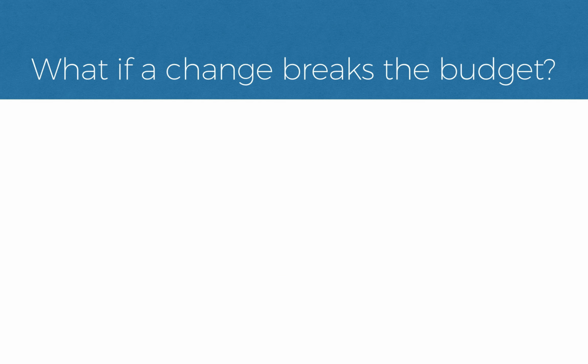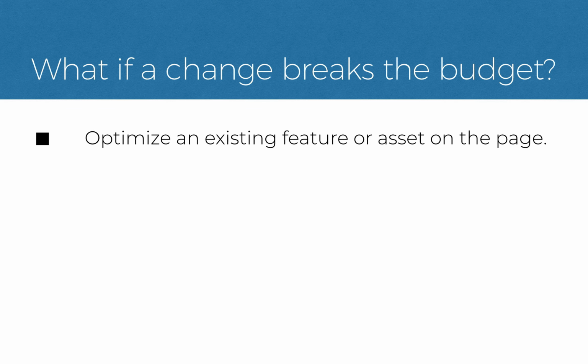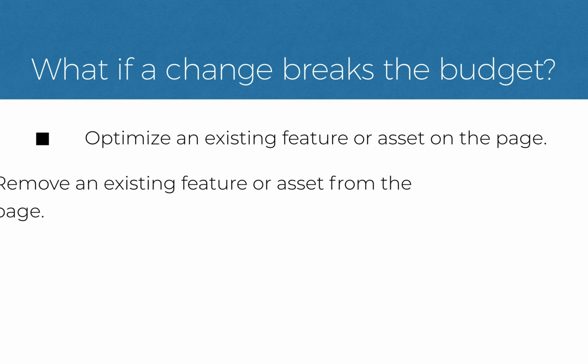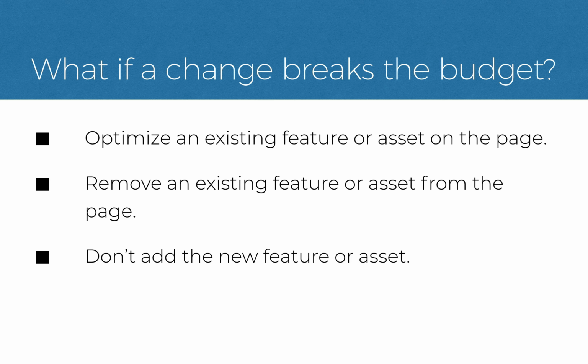Which brings me to the final point of performance budgeting, which is, what if a change breaks the budget? Well, first you can look at optimizing those features or changes. A second thing you can do is to remove the change that you made, or decide not to add it in the first place if it's something that you're debating adding to the site. So you have these options when you have a budget in place. You have something to talk about, and that's what's most important.